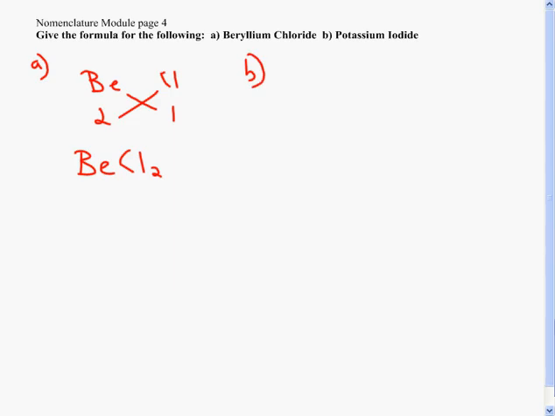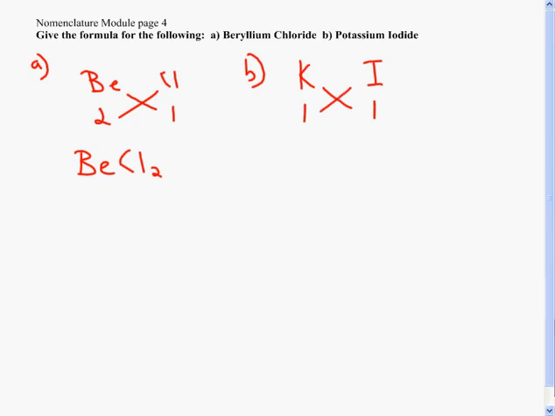Let's look at the other one, potassium iodide. Potassium symbol is K and iodine symbol is I. If we look at what group potassium's in, it is in group 1, meaning it has 1 electron to give away. So I'll put that there. Iodine is a nonmetal on the other side of the periodic table, in the same group as chlorine, group 17, so it can accept 1 electron. So it's 1 to 1 here.